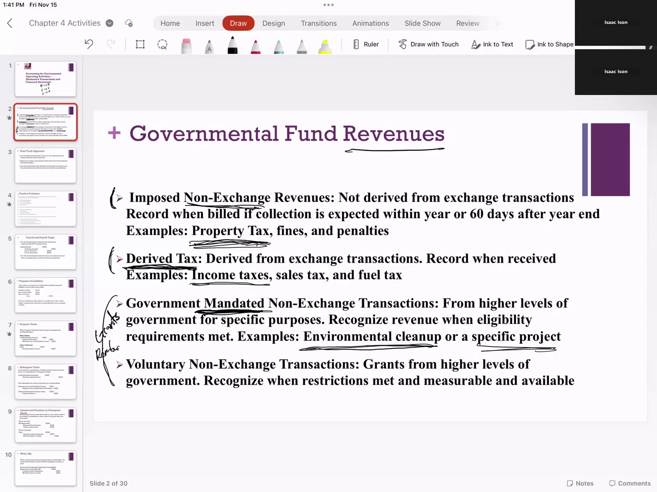Okay, the key on taxes is we recognize the revenue when it's measurable and available. Therefore, if we expect to collect it within the current year plus 60 days, then we can recognize the revenue.